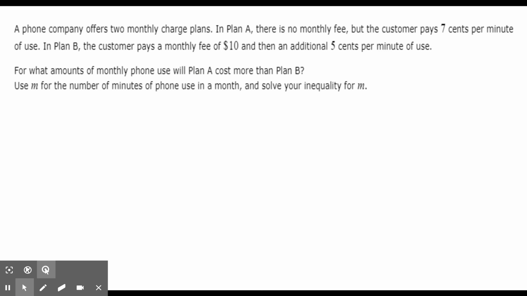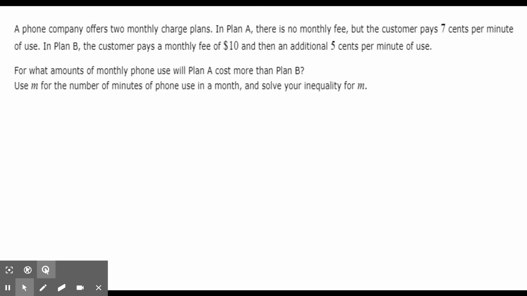All right, last walkthrough. A phone company offers 2 monthly charge plans. In plan A, there is no monthly fee, but the customer pays 7 cents per minute of use. In plan B, the customer pays a monthly fee of $10 and then an additional 5 cents per minute of use. For what amounts of monthly phone use will plan A cost more than plan B? Use M for the number of minutes of phone use in a month and solve your inequality for M.